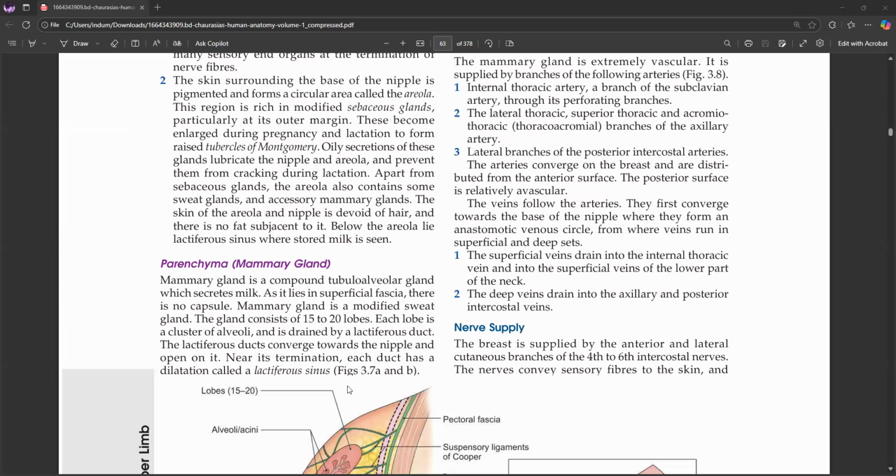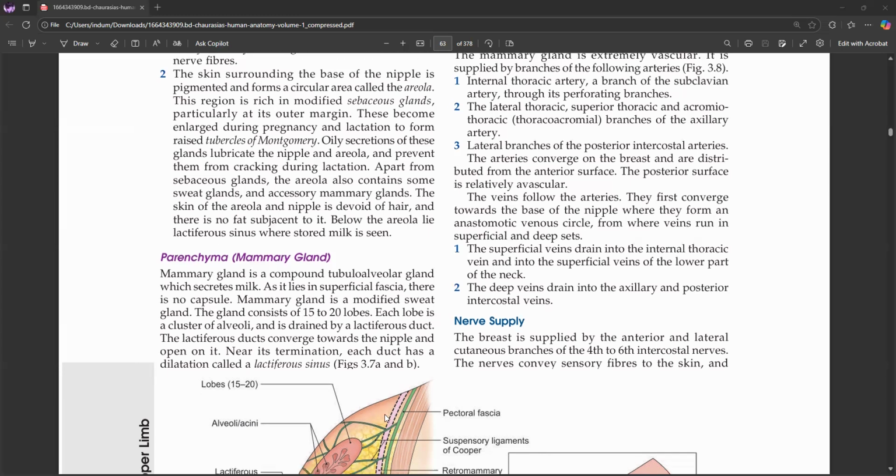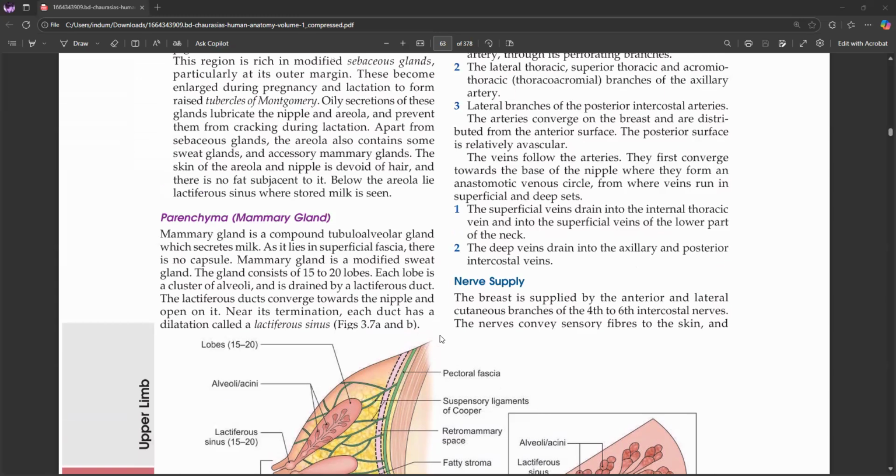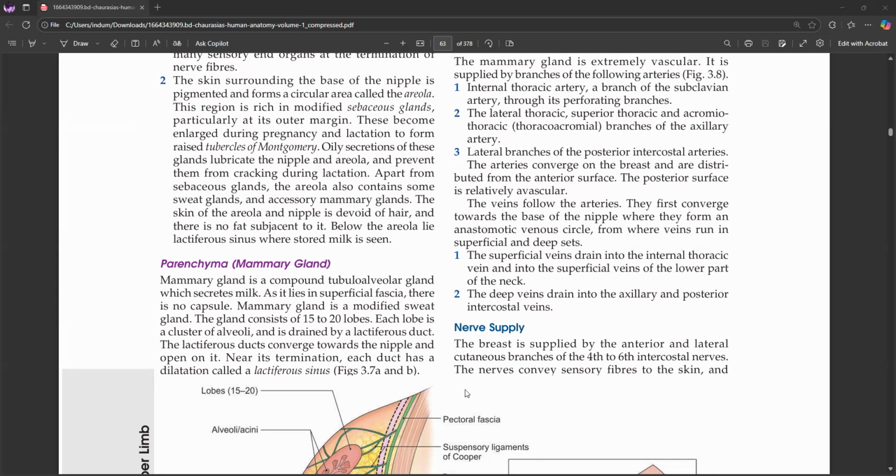Parenchyma, mammary gland. Mammary gland is a compound tubulo-alveolar gland which secretes milk. As it lies in superficial fascia, there is no capsule. Mammary gland is a modified sweat gland. The gland consists of 15 to 20 lobes. Each lobe is a cluster of alveoli and is drained by a lactiferous duct. The lactiferous ducts converge towards the nipple and open on it. Near its termination, each duct has a dilatation called a lactiferous sinus.